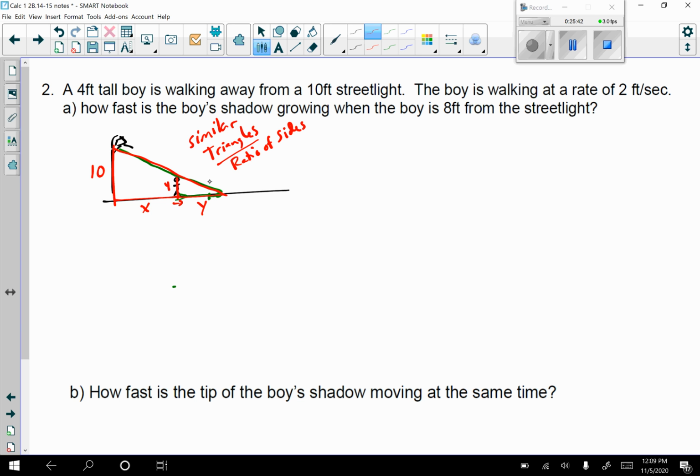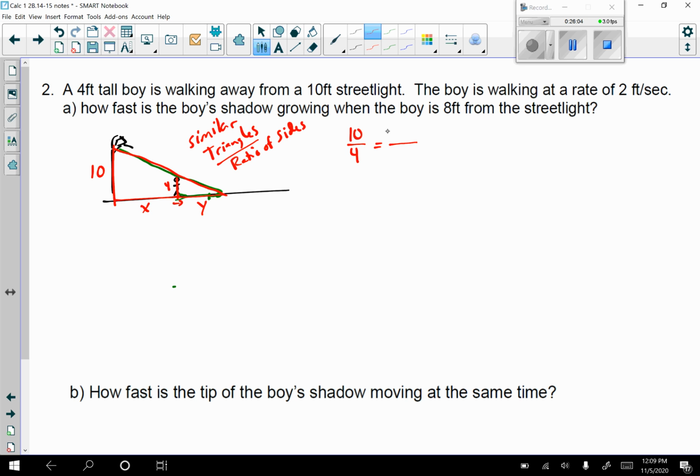The ratio, you can write it a couple of different ways, but you might remember doing corresponding sides: 10 on the big triangle, the street light, 4 for the boy. Those are parallel sides, on the vertical side. The other one would be this bottom side, and that one's a little bit trickier.